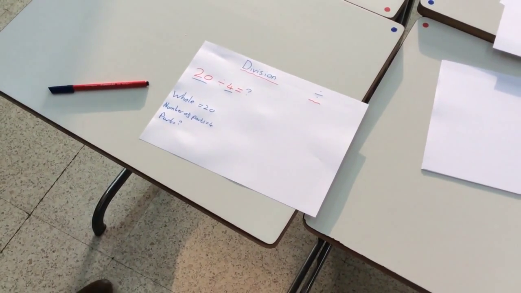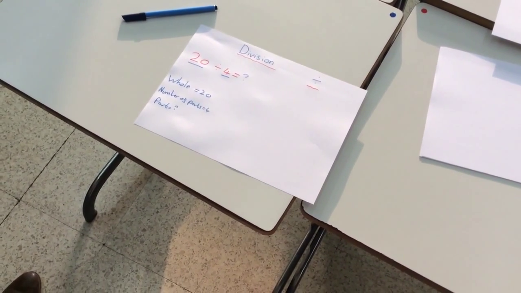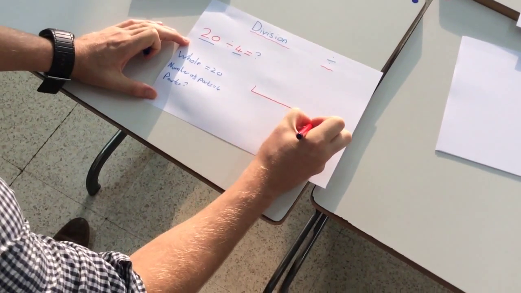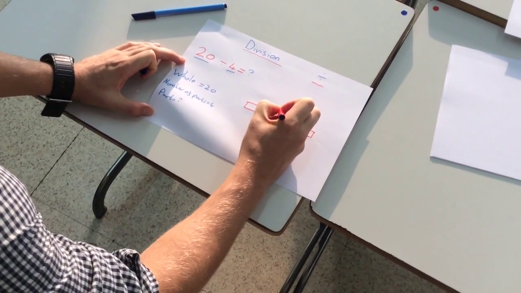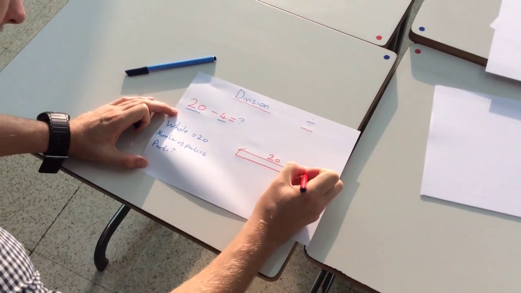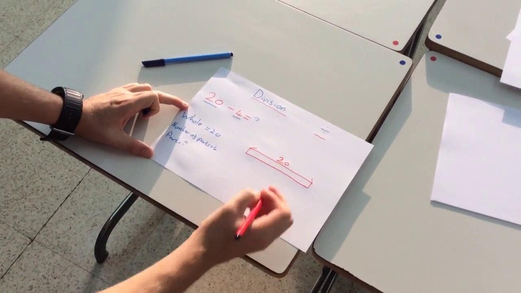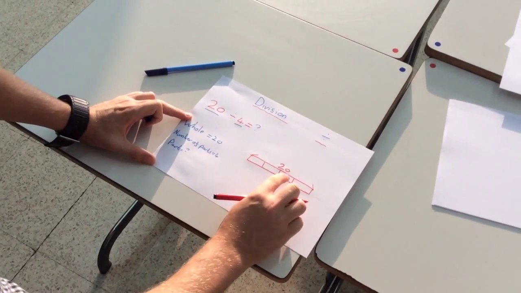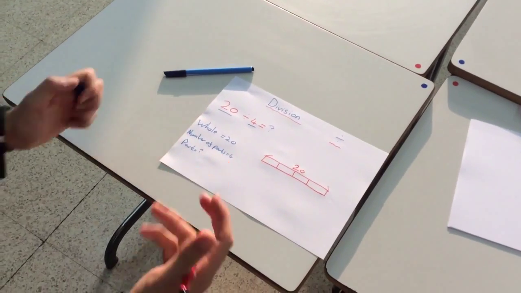What I'm going to use is a bar to see how I can solve this. So, let's draw my bar. I know that my whole is 20, and the number of parts that I have is 4, so I need to break it into 4. 1, 2, 3, 4. Now what I want to do is work out what one part is worth.